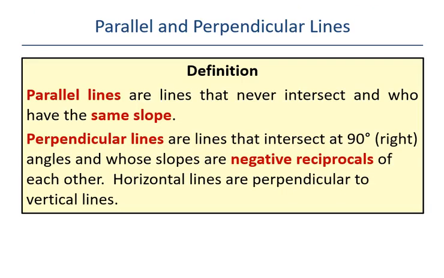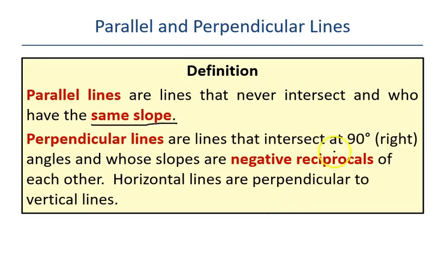Okay, and that's how that would look there. Now let's jump into parallel and perpendicular lines, because they're going to become very important, especially moving forward. Parallel lines are lines that never intersect and have the same slope. Remember, this is very important. Same slope right there.